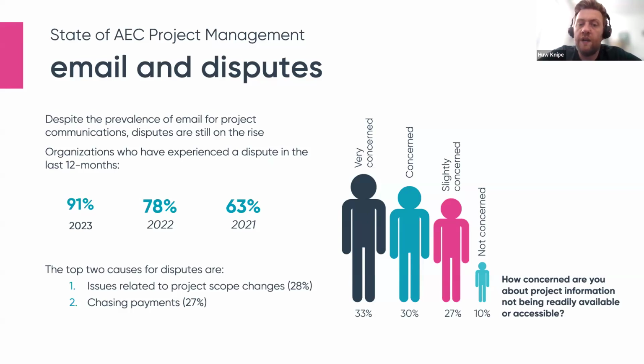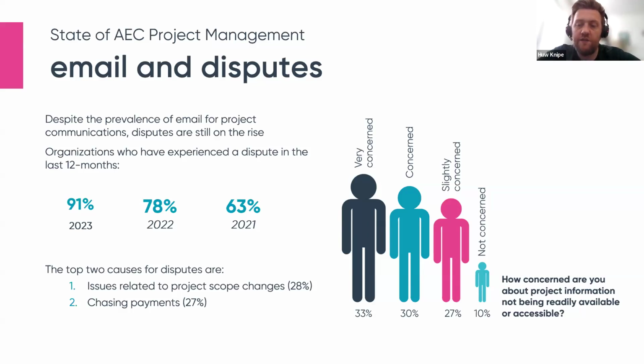The top two causes were issues related to project scope changes and chasing payments. Unfortunately for the industry, issues relating to project scope are continuing to gain momentum. Why? We're thinking that this is because the majority of information, 85%, relating to these project scope changes are stored in email and formal documents. To break this down further, 12% of project scope changes do not reside in the digital space at all. And shockingly, 11% of respondents highlighted that the only place that they are kept is in the project manager's head.